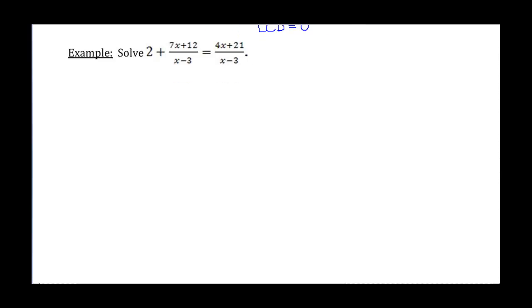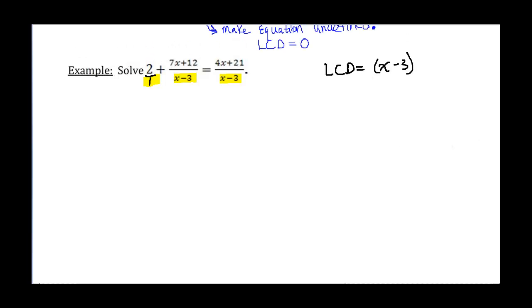Let's look at a couple of examples. In this first example, I have 2 plus (7x plus 12) over (x minus 3) equals (4x plus 21) all over (x minus 3). To solve this equation, we need to first find the LCD. Well, this 2 is over 1, so I have in my denominators a 1, an x minus 3, and an x minus 3. If I look at those, x minus 3 is my LCD, so that's what I'm going to multiply both sides of my equation by.